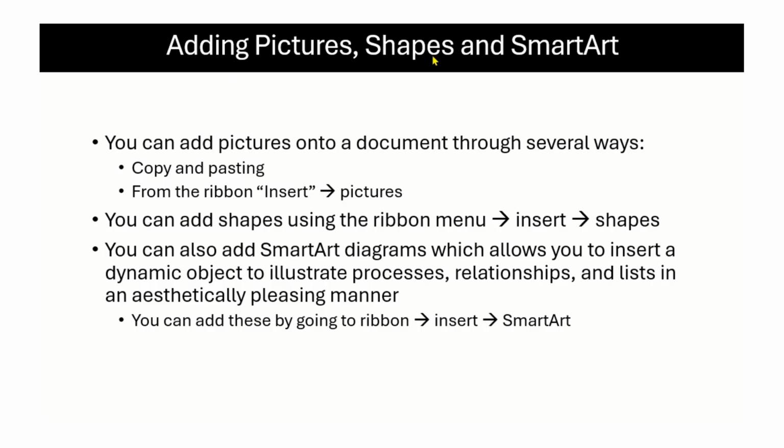Adding pictures, shapes, and SmartArt. There are different ways in which you can add pictures to your document. You can simply copy paste them, or you can use the Insert option from the main menu in the Word ribbon. And then you have options similarly to include the shapes and the SmartArt as well. Let us see each one by example.